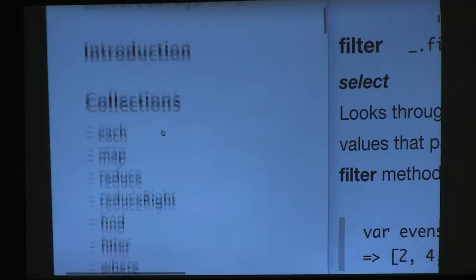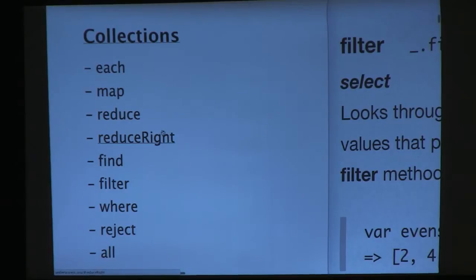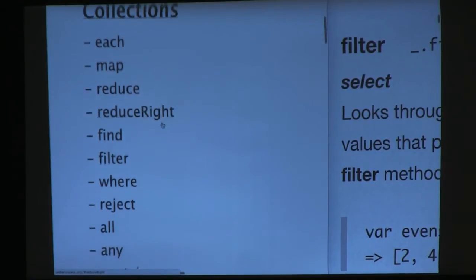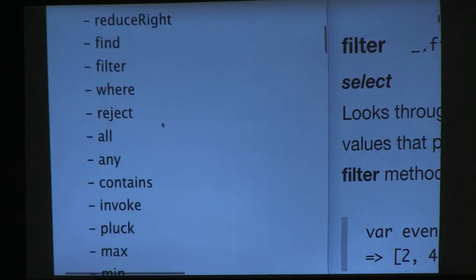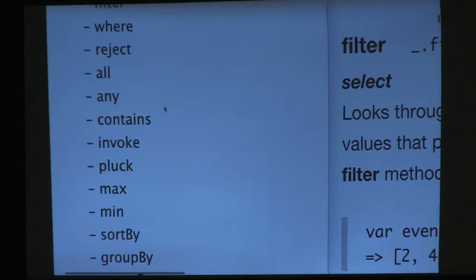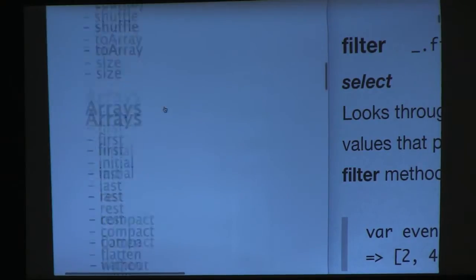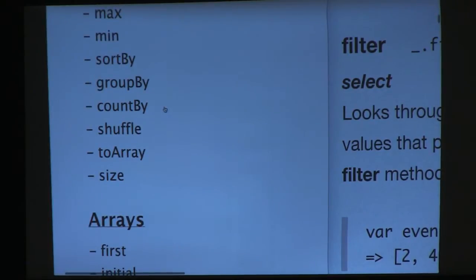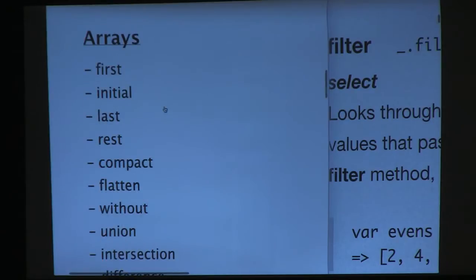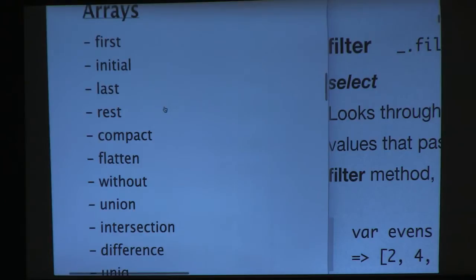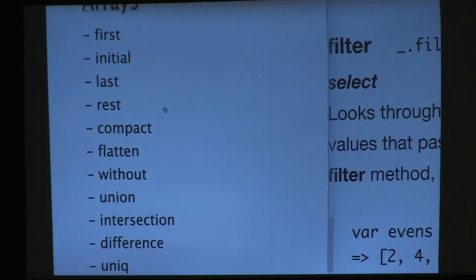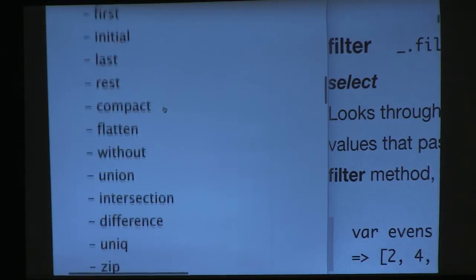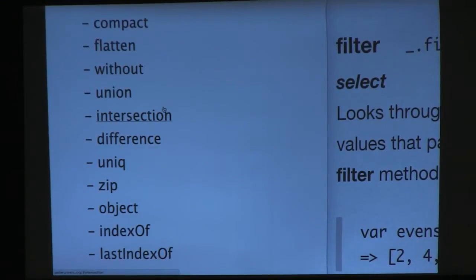It has a lot of helpers. So we have collections. We have things like each, map, and reduce, which are your more traditional things. You have filter. You can see if everything returns true, see if only one thing returns true. You can sort things, group things, turn them into arrays, shuffle them around. We can manipulate arrays really easily. So you can grab the first item, the last item. You can flatten a whole bunch of nested arrays. You can say, give me an array without these few items. You can take intersections and differences. You can just manipulate things really well.